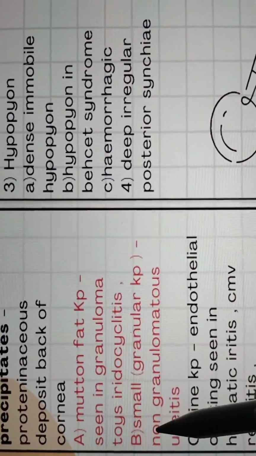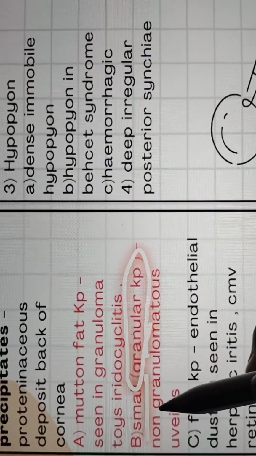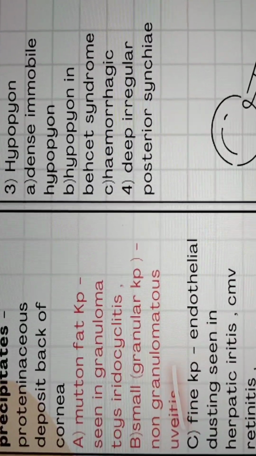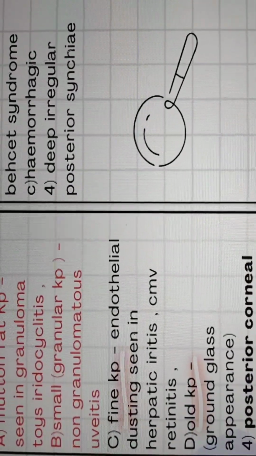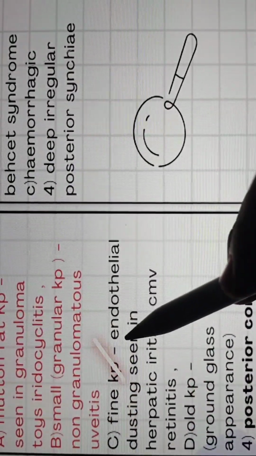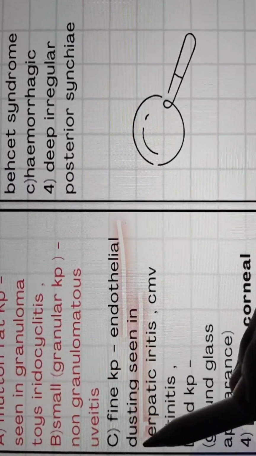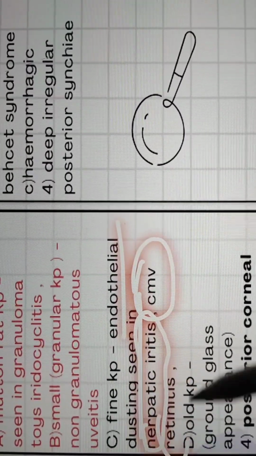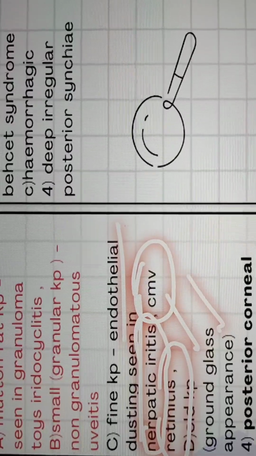Then the small, that is also known as granular KP. This is usually seen in non-granulomatous uveitis. Then your fine KP and your old KP. Fine KP are seen in endothelial dusting, that is in herpetic iritis or CMV retinitis. Old KP usually have a ground glass appearance.